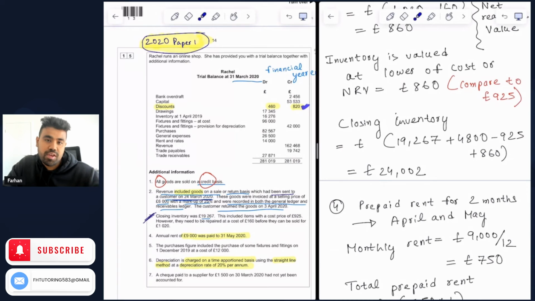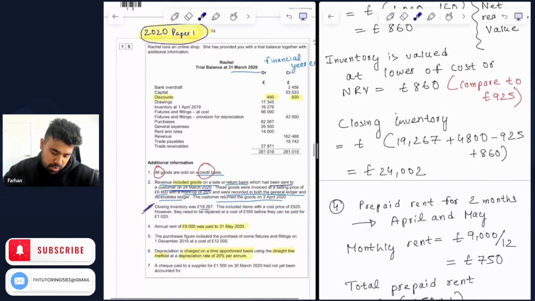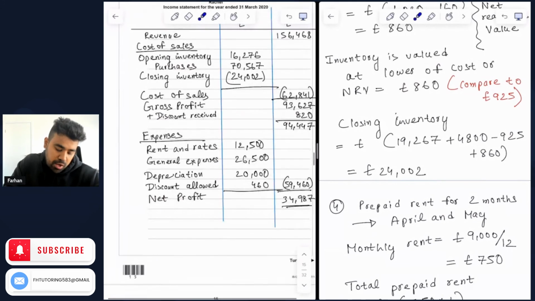So discount received is a gain for Rachel because this discount is received from the suppliers. So that is why we look into this as a form of other income. Discount allowed is an expense that Rachel gives to the credit customers for prompt payment. So therefore, Rachel is losing some money when she does that. So that is why it is called an expense. Okay. So we are mainly concerned with the income part of the discount, which is the discount received of £820. And once we do that, we should get £94,447, which is the total for gross profit added with discount received.